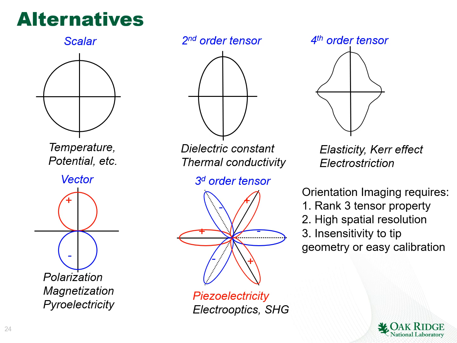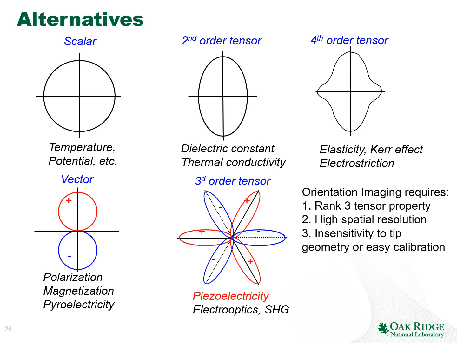In comparison, first order tensors or vectors like polarization, magnetization and pyroelectricity, and third order tensors such as piezoelectricity, electro-optical signal, or second harmonic generation, contain good orientational information. However, for vectors, as you can see, we cannot tell the orientation in plane, so we can take only one selected orientation. For the third order tensor, we typically can collect enough information to reconstruct the full orientation. However, there are other considerations.